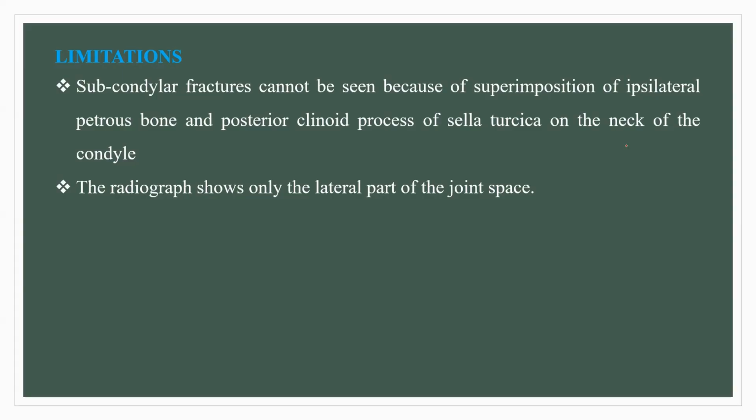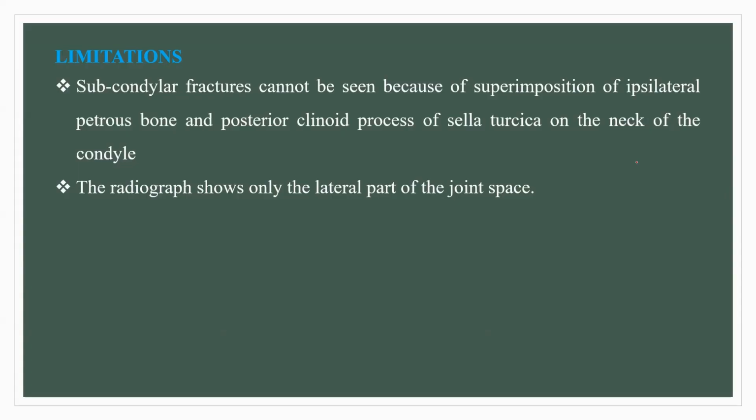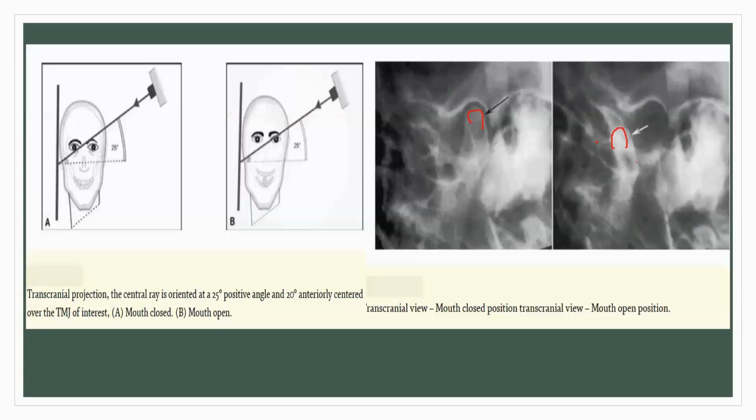And also the radiograph shows only the lateral part of the joint, so that we have already told, right? So we can see only the lateral part. And also almost all the bony changes will appear laterally first, so this disadvantage can be overcome a little bit. So you can see over here, there's a lot of superimposition happening where we are not able to properly visualize if there is any subcondylar fracture. You can see over here.